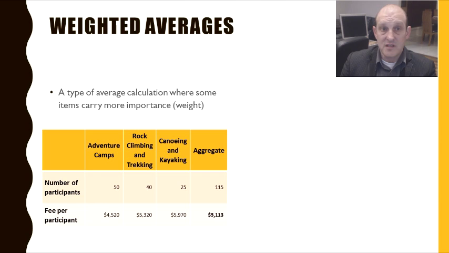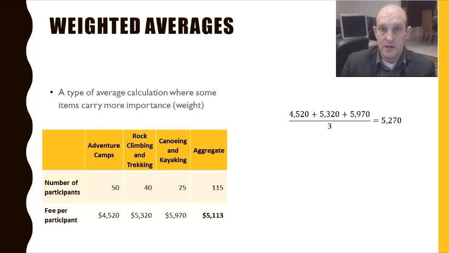A weighted average is similar to a normal calculation of an average, but it allows some items to carry more weight than others. Let's look at our fee per participant as an example. With a standard average, we would simply add all of the fees together and then divide by 3, the number of different fees, to give us an average of $5,270 per participant. This would be fine if each program had the same number of participants, but as we can see, this is not the case, and therefore this average is not correct.